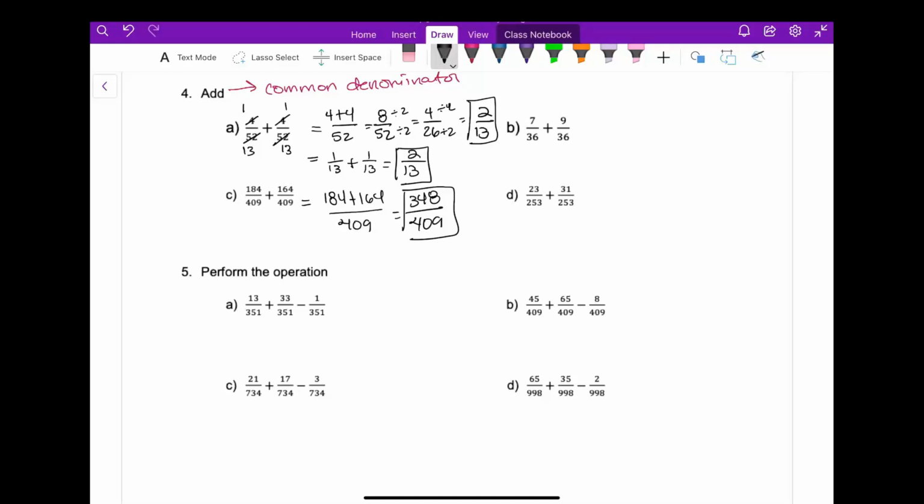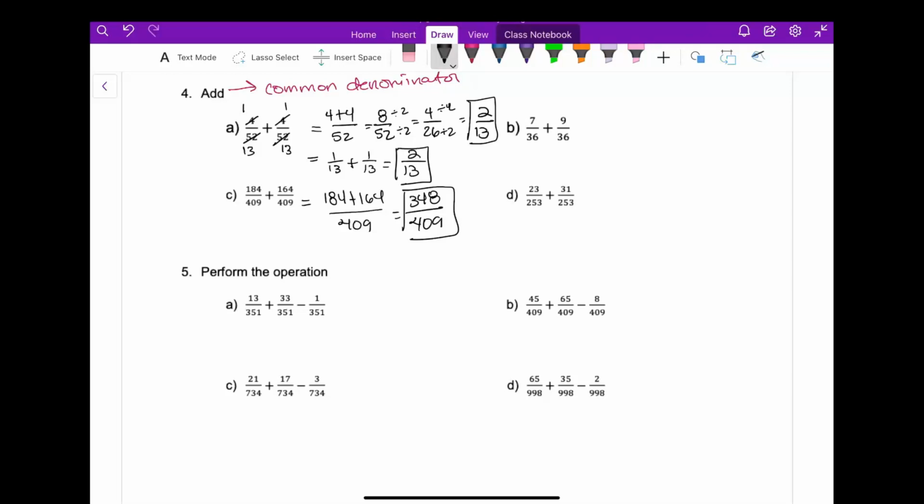Great. Number 5. It says perform the operation. In this case, we have several operations, and some of them you see addition and then subtraction. So let's tackle, I would say, the hardest one, but they all look very similar. And what do I mean by that? They all have a common denominator.